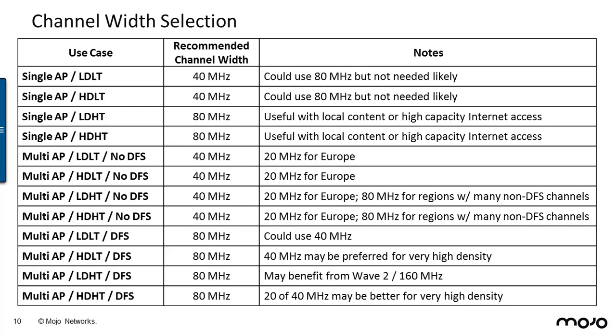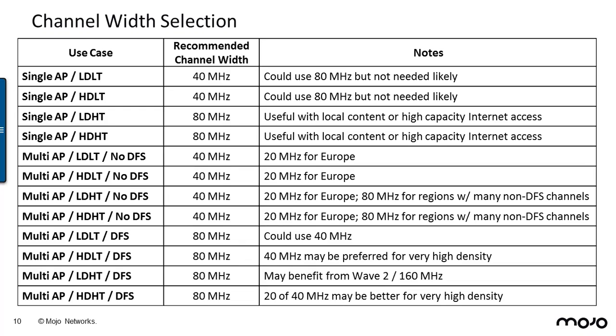If it's low density, low throughput, for instance, 40 megahertz would do. You could use 80 megahertz, but it's not necessarily needed because it's low density, low throughput. You really don't need the capacity. High density, low throughput, again, you could use 40. You could even use 20, depending on how high the density is. But I would stick with 40 for that one.